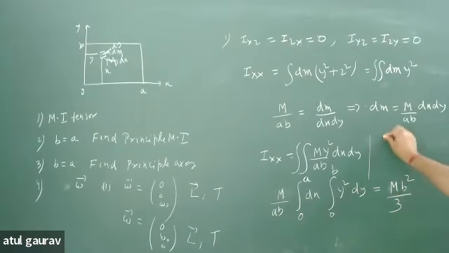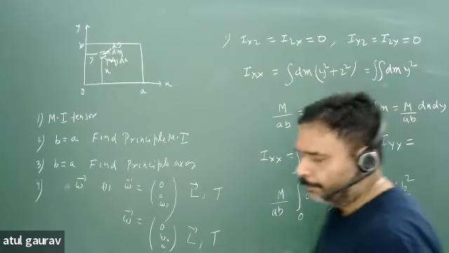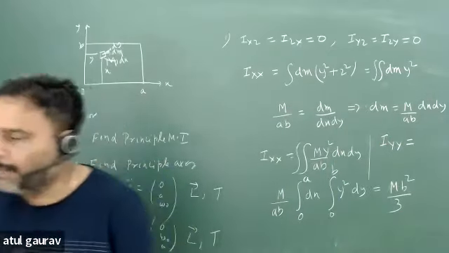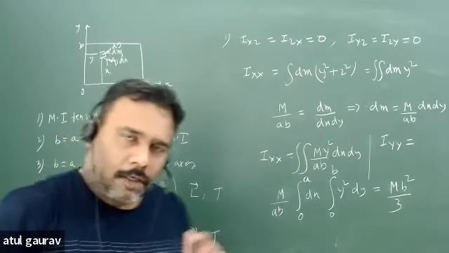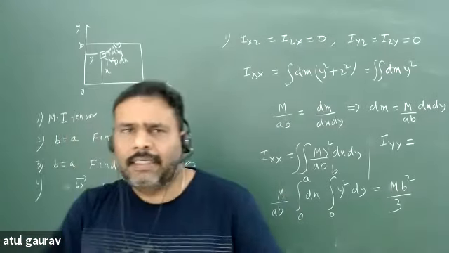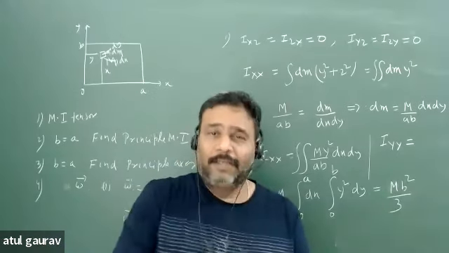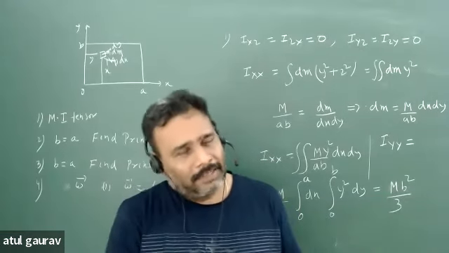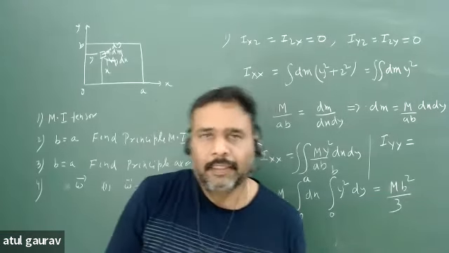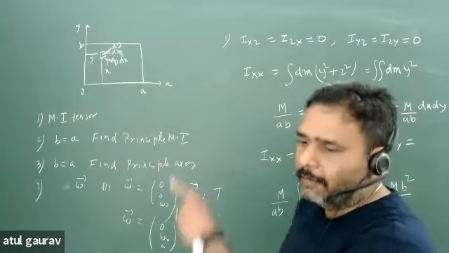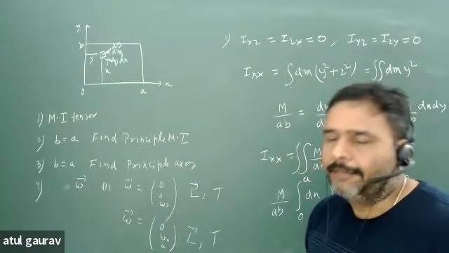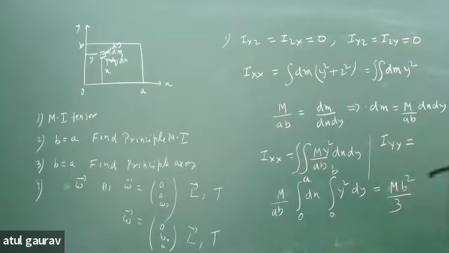Now, can you please tell me what will be Iyy without doing integration? ma square by 3. So always try to see the symmetry. After doing one integration, you can directly write the other, right? Unless very complicated things are there, or unless you cannot identify the symmetry, that is a different issue. But in general, you can easily write all this. So this Iyy is equal to ma square by 3.